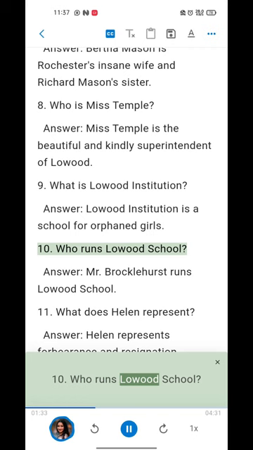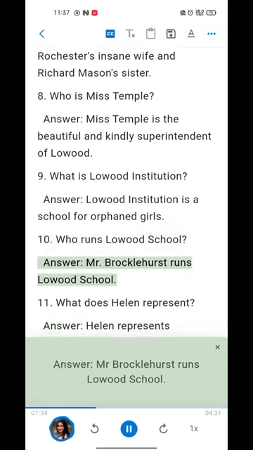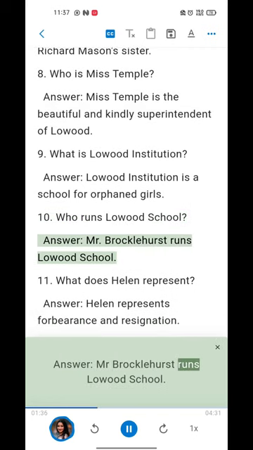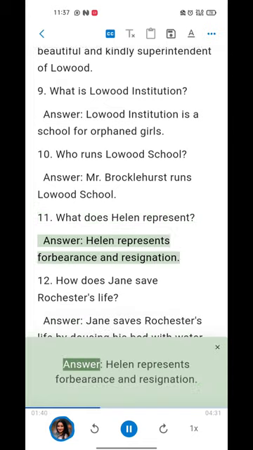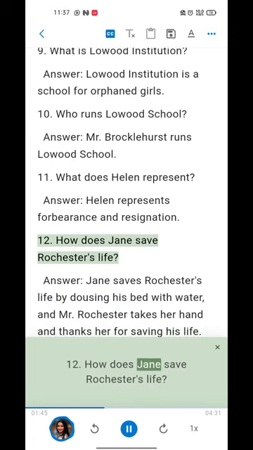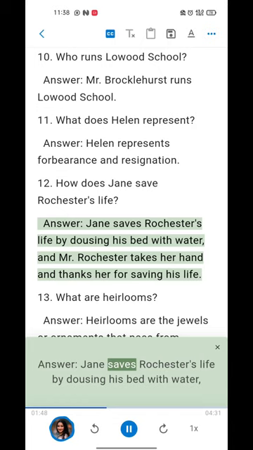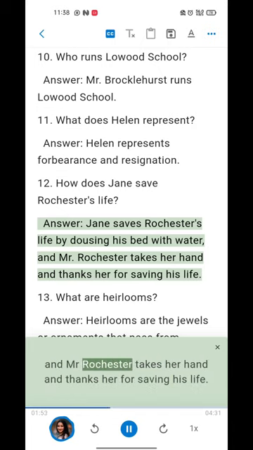10. Who runs Lowood School? Answer. Mr. Brocklehurst runs Lowood School. 11. What does Helen represent? Answer. Helen represents forbearance and resignation. 12. How does Jane save Rochester's life? Answer. Jane saves Rochester's life by dousing his bed with water, and Mr. Rochester takes her hand and thanks her for saving his life.